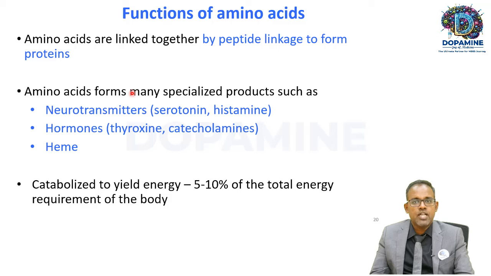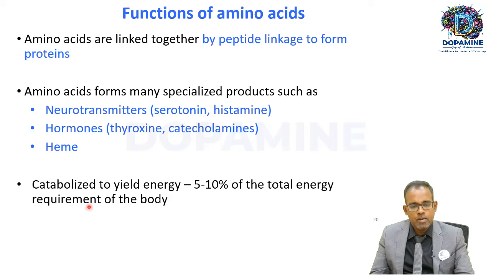Okay, amino acids as such can give rise to various products. For example, tryptophan can give rise to serotonin. Histidine can give rise to histamine. Both are neurotransmitters. Tyrosine can give rise to thyroxine and catecholamines. Both of them are hormones. Then glycine is part of heme synthesis, so heme is one of the important products derived from glycine.